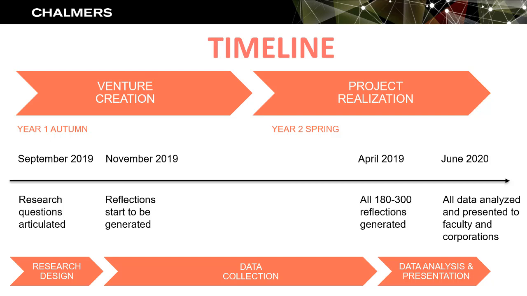We have the second semester coming up here, the autumn, starting up in September 2019. And we need to spend some time to articulate research questions and to configure LoopMe so that we can do a good study. And I think that it's realistic maybe to start collecting data around November, maybe even October, but we'll see what happens. And then when we get into the spring, maybe around March, April, we will have collected data for 6 months. So then hopefully in early April, we're going to have between 180 and 300 reflections generated.